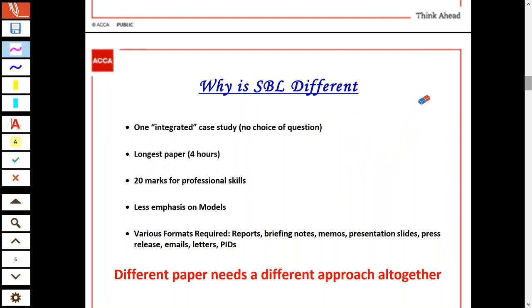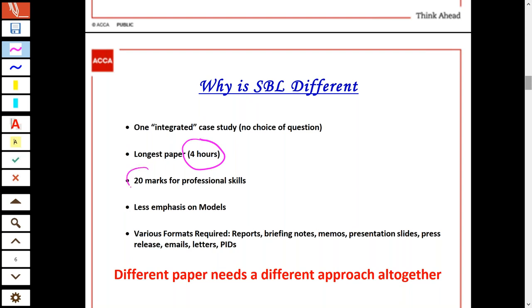SBL is actually very, very different from all the other ACCA papers you have given so far. Why is it different? Because it is one integrated case study with no choice. It's one big fat case of around 10 pages, and all the questions will come out from that case only. The second challenge is it's the only paper which is 4 hours. The rest of your papers will be 3 hours, 3 hours 15 minutes max. This one is 4 hours. So this means it is a real test of your mental stamina and your physical stamina.